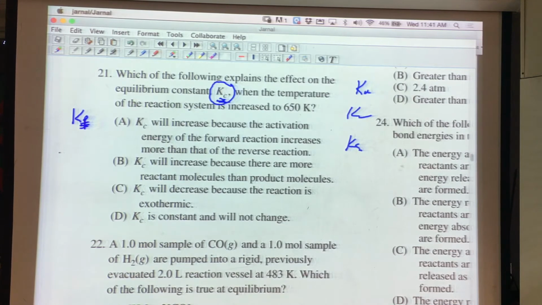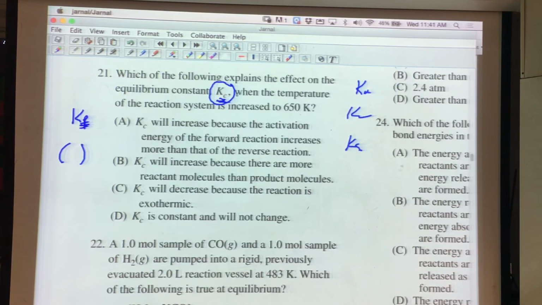I haven't seen it in a while, so it could pop up. If they ask you to write an equilibrium expression for gases, do not write brackets. Write parentheses for partial pressures, okay? They may take off for that. I haven't seen it in the release tests, but I feel like you're due for that. I know it's totally off the reservation here in terms of the question.